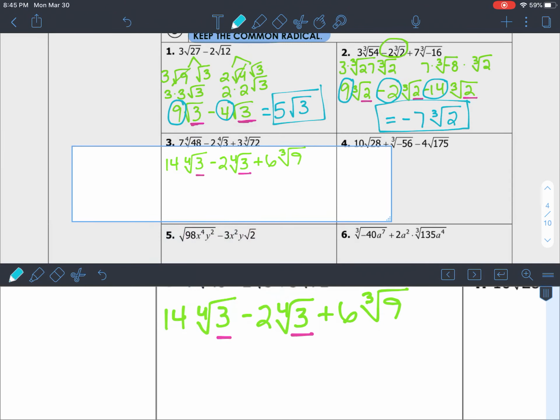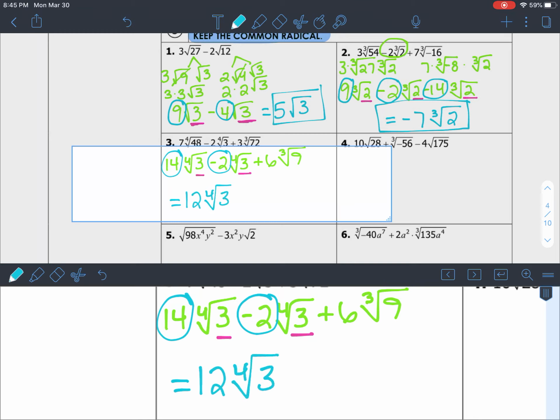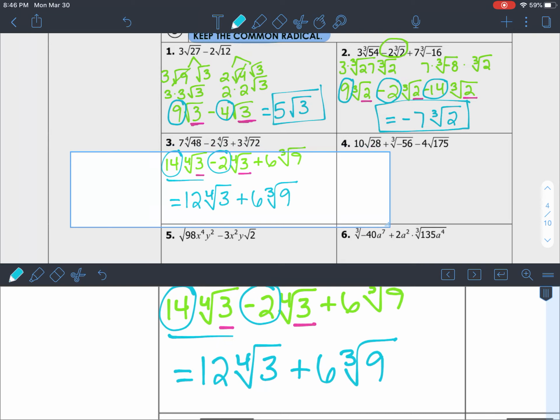Last step, we just look at the ones that we can combine. So that's 14 and negative 2. So 14 minus 2 gives me 12 on the outside. Everything else stays the same. And we couldn't combine anything with that cubic root, so we just rewrite it. So our final answer is 12 times the fourth root of 3, plus 6 times the cubic root of 9.